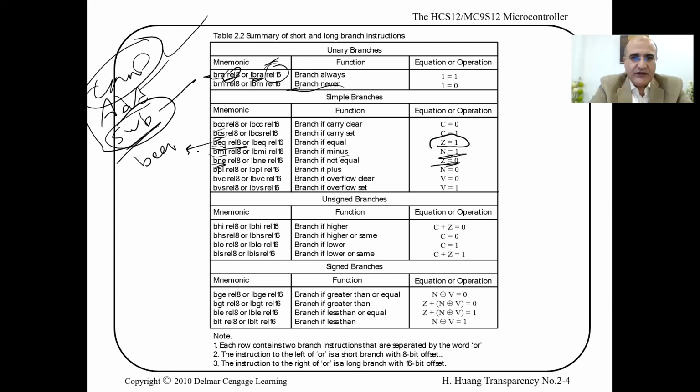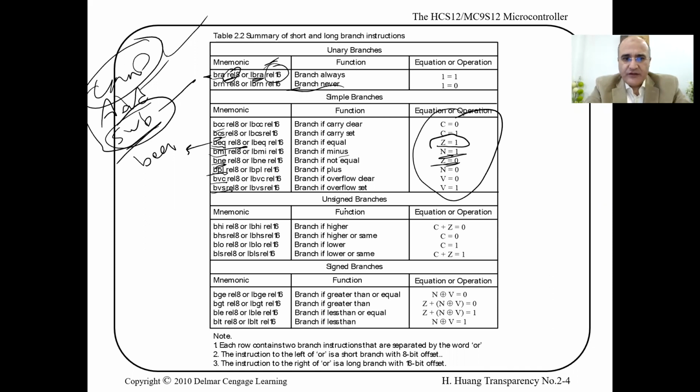That is, the opposite of branch if equal. Branch if plus, as opposed to the negative or minus. Branch if overflow flag clear, branch if overflow flag is set. These are branch instructions, simple ones that are based on checking CCR flags.